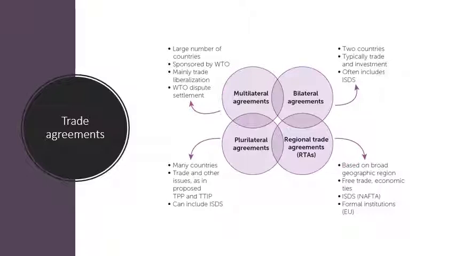The TPP is an example where it's not necessarily regional. So the United States was in the TPP. Canada is in there, and they trade with some Asian nations. So it's not necessarily regional, but it's not on a global scale, so it's not multilateral.